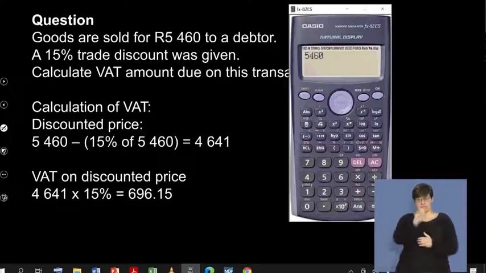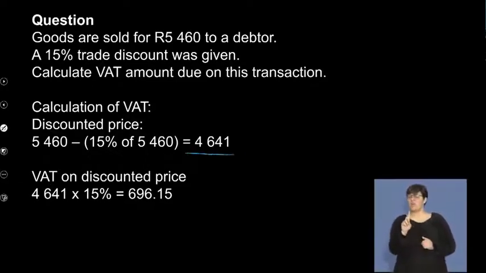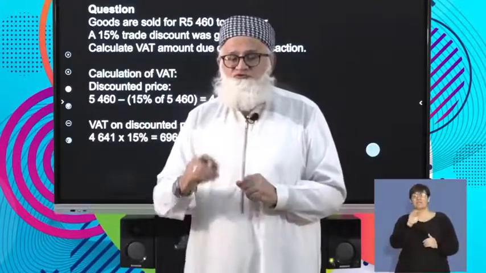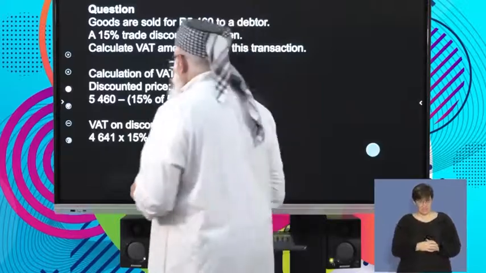Times the 15%, not the VAT amount, sorry, the discounted price, the trade discount. Okay? And that will give you a figure of 819. Okay? So now we take the 5460 minus the 819, and that will give us an amount of 4641. What is the 4641? The 4641 is now the net invoice price, meaning after you've worked out the trade discount, you now have the net invoice price is 4641.